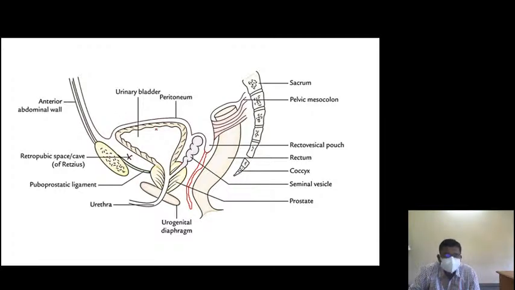4 is the transverse diameter, 3 is the vertical diameter, and 2 is the anteroposterior diameter. These are all the dimensions of this prostate gland.